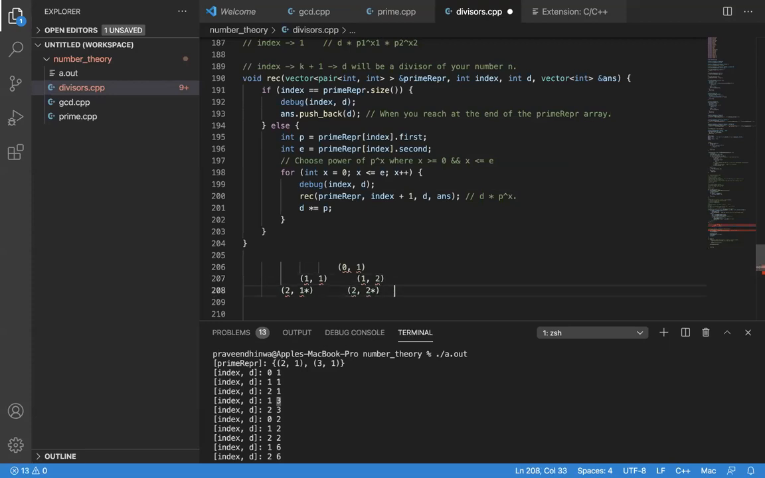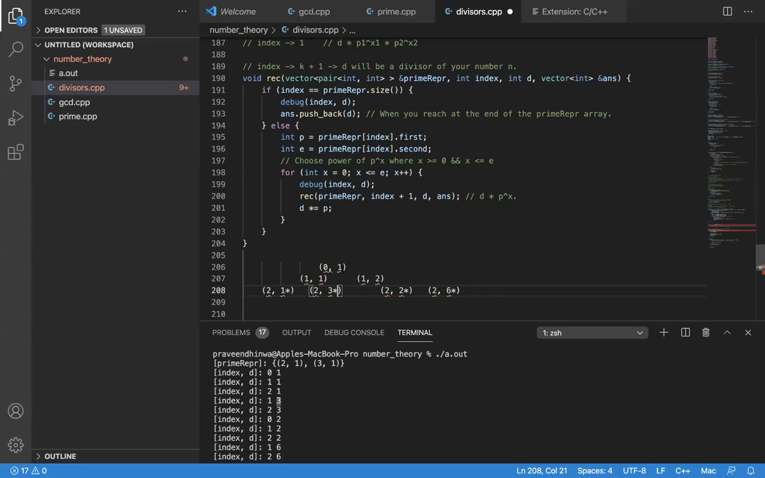Or you can multiply it by 3. So that will be index 2, and if you multiply it with 3, it will be 6. So the divisor is 6. What can you do from here? Let's do this thing. From 1, 2, you can go to index equal to 2, and this is 3. And this is also a divisor. So in the end, you can see 1, 3, 2, and 6 are your divisors.